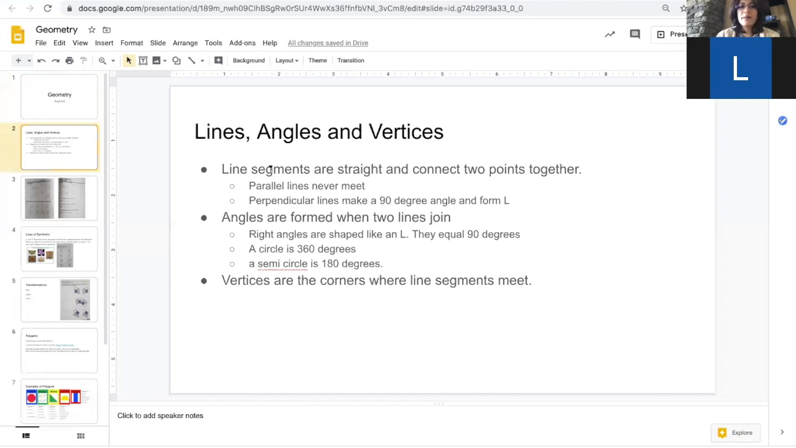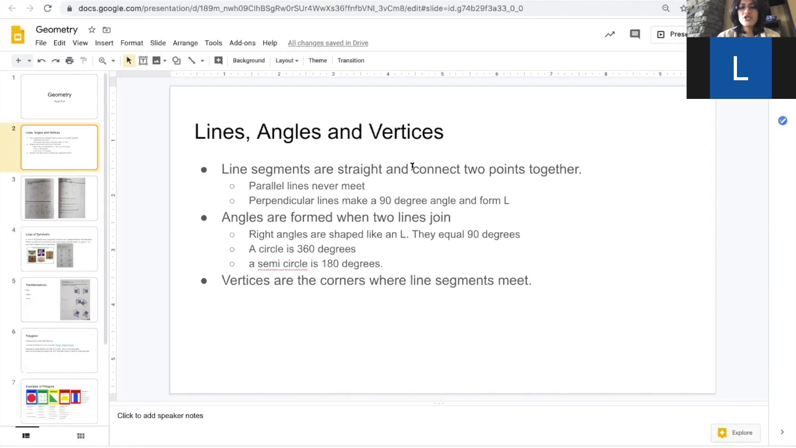So if we're talking about lines, line segments are straight and connect 2 points together. Parallel lines will never meet. Perpendicular lines make a 90-degree angle and form an L. I'm going to be showing you pictures of these in just a second, but I want to go over the slide first. Angles are formed when two lines join.